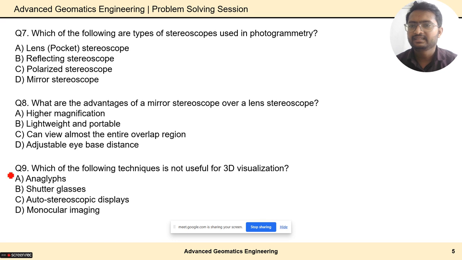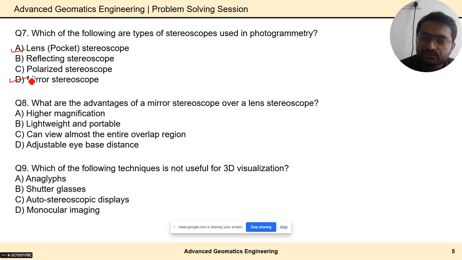A, C, and D. Okay. A, C, D. So A and D is correct. C is not correct because polarization is another principle, which is not being used. There you are using vertical and horizontal transfer of receiver rays and all. So that is not perception for the stereoscopes.